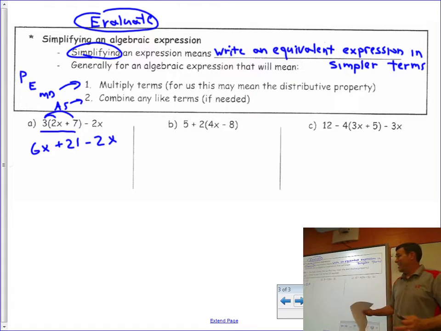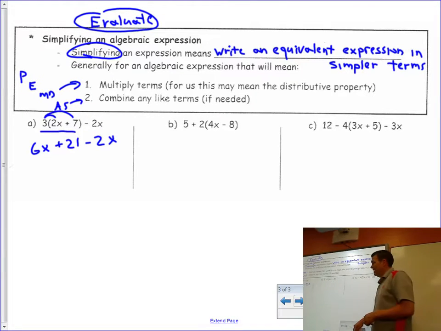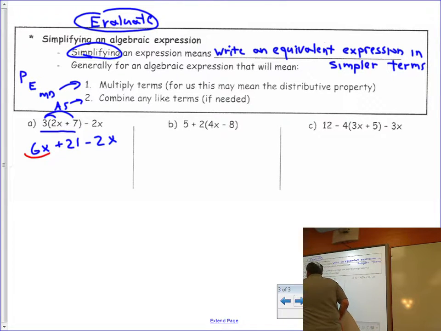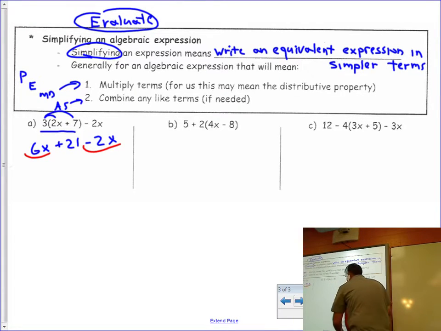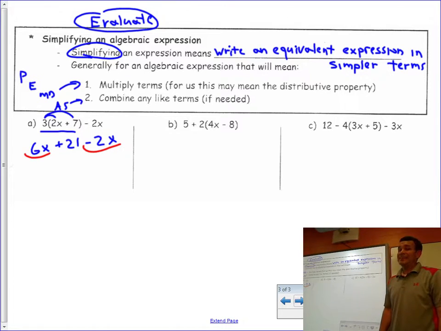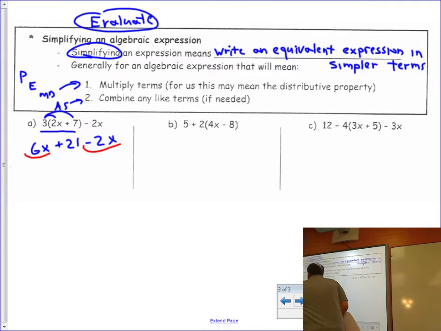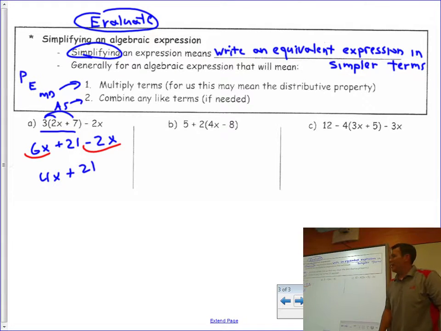This is what I get when I do just the multiplying. Now I'm ready to combine any like terms I can. And the like terms I see are the 6x and the minus 2x. Well, 6x minus 2x is 4x. The plus 21 has nobody to combine with. My final result is 4x plus 21.